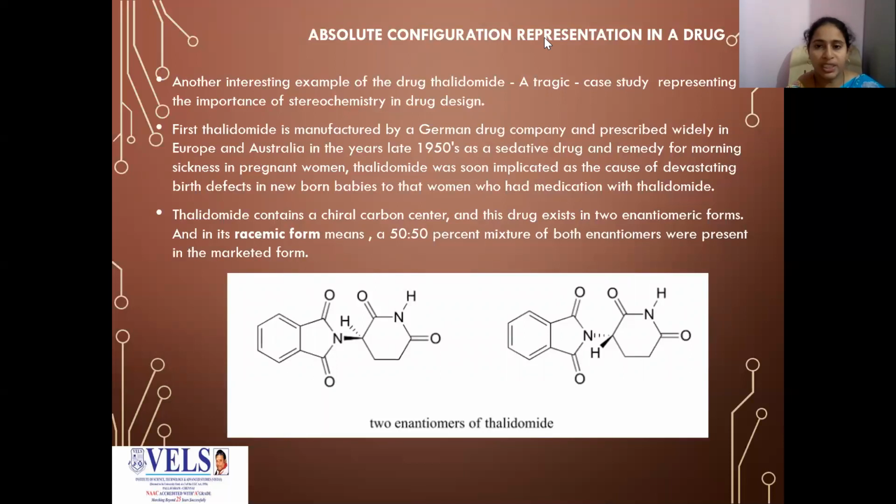Thalidomide was soon implicated as a cause of devastating birth defects in newborn babies of women who had taken this medication. Thalidomide contains a chiral carbon center, and this drug can exist in two enantiomer forms. The drug was present in racemic form, meaning a 50-50 percent mixture of both enantiomers was present in the marketed form, as shown in the figure.